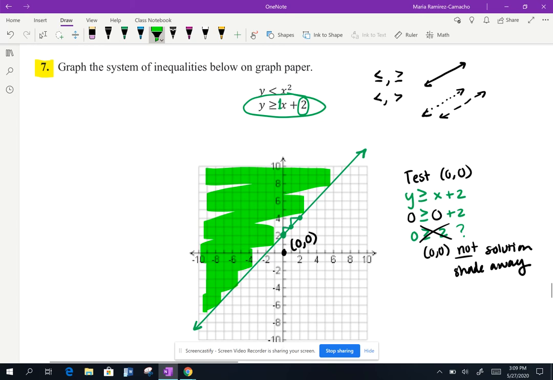Now let's graph this quadratic inequality. Because we have the less than symbol, I know that this is going to be a dashed parabola. And how do I know that it's going to be a parabola? Because of that x squared. How do you begin to graph a parabola? We can always make a table.